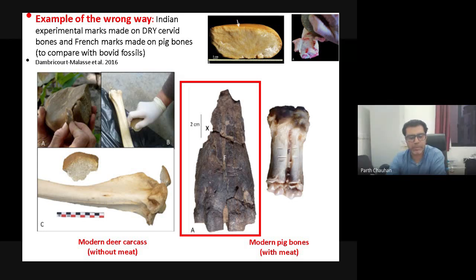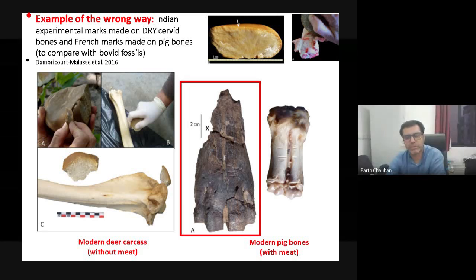But they carried out their experiments on deer and pig bones. So now you have two different types of analogies which are not suitable for the archaeological evidence. You have a deer carcass they used without any meat. So cutting a bone without any meat, the cut marks are going to be different. Those are intentional. And then also pig bones are very soft.